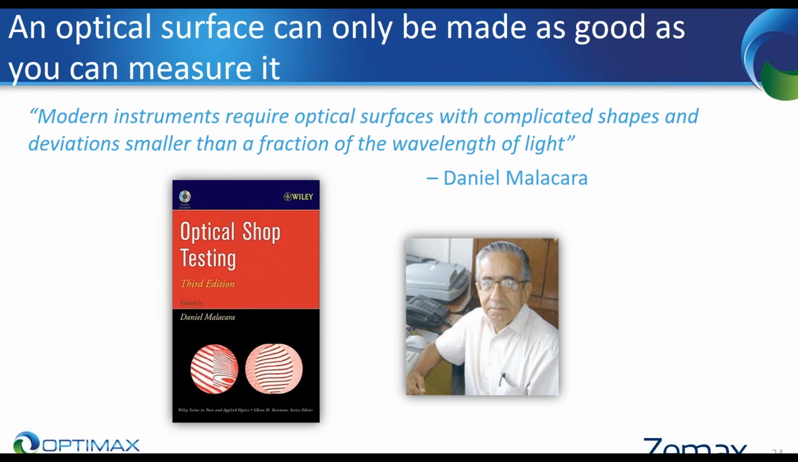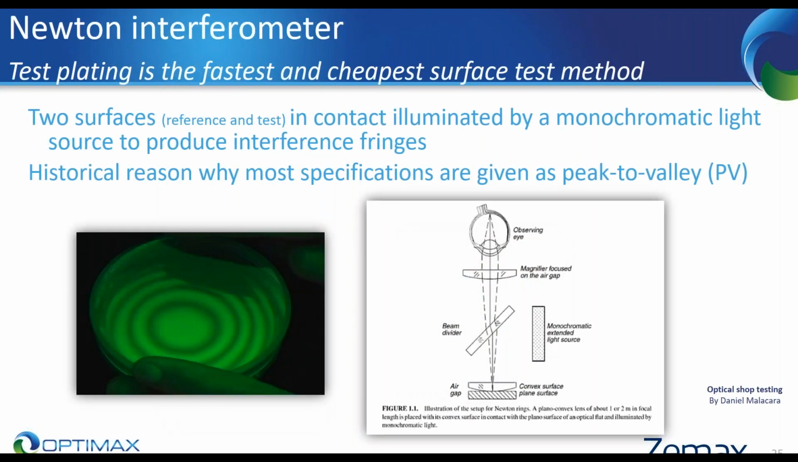So I want to talk very briefly about a couple interferometric methods or testing methods to measure some of these spherical optics. The first being the classic, the Newton interferometer. This is also known as test plating. Test plating is the fastest and cheapest surface test method. This can be done in process and is still done in process here at Optimax today.